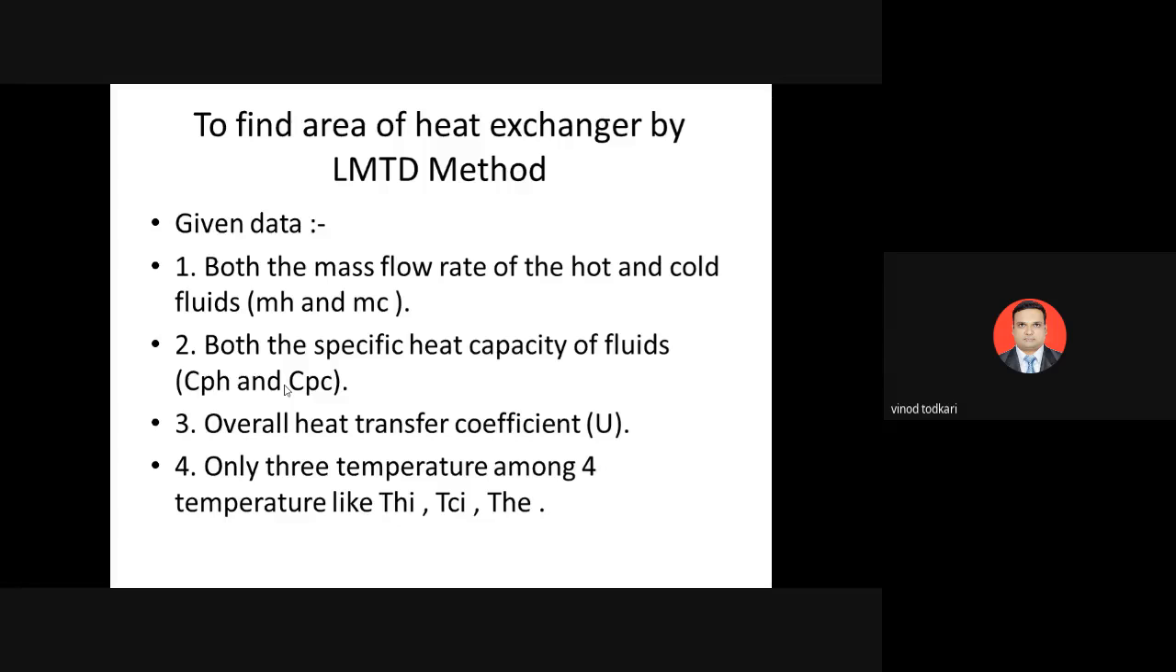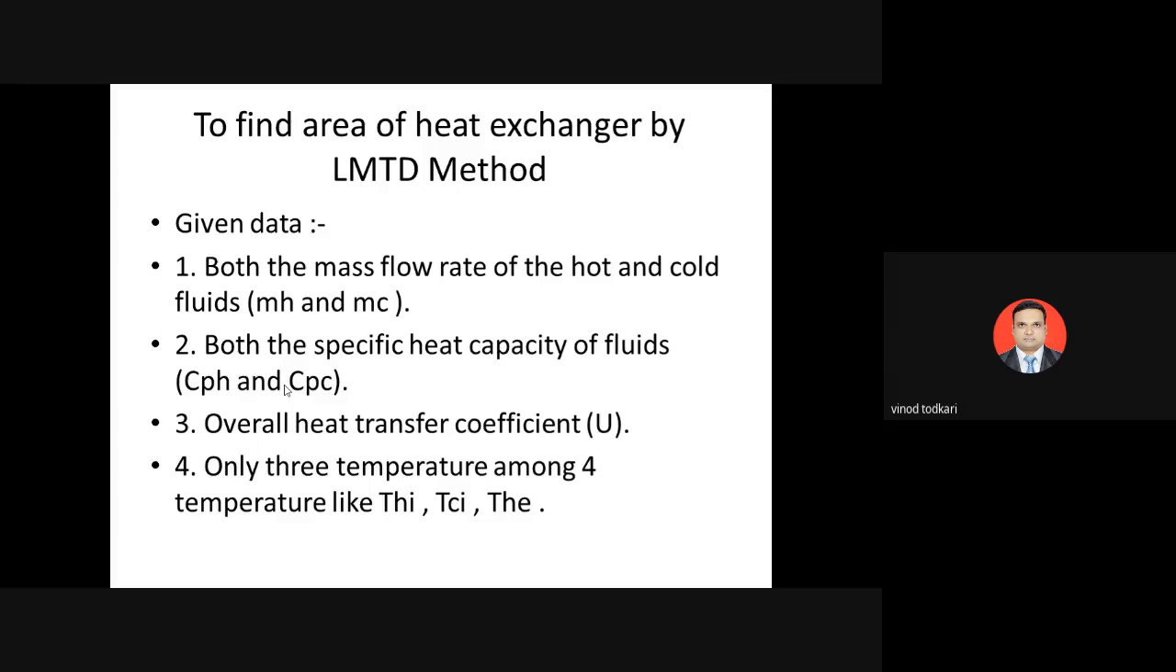Okay, so the first step is to write down the given data. You will write down the given data in a tabular format. I will show you that table. But what things do we have to write down? First of all, the mass flow rates of hot fluid and cold fluid. Then the specific heat capacities of both fluids, that is nothing but CPH and CPC. What is CPH? Specific heat of hot fluid. What is CPC? Specific heat of cold fluid.